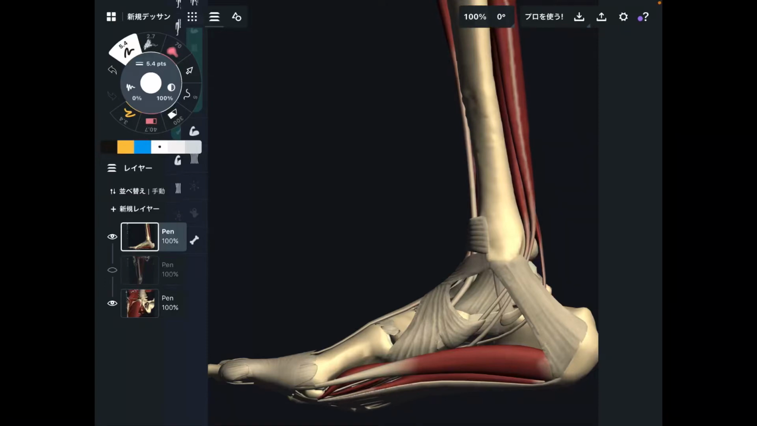In this video, I am going to explain myofascial connection on medial part of lower extremity. Let me start from foot part. I want to focus on three muscles for foot part.